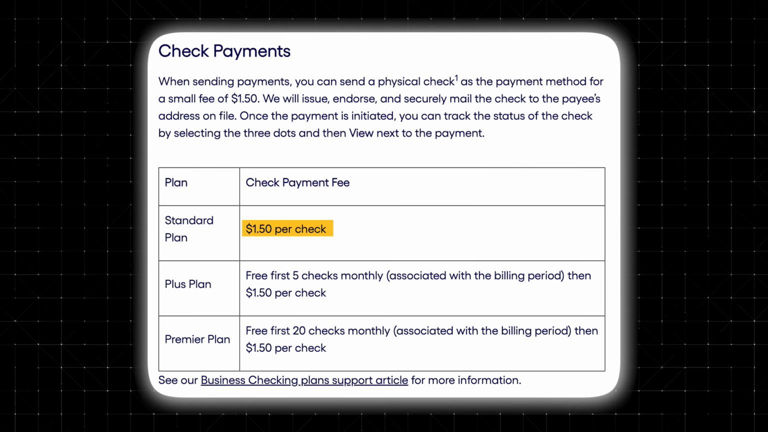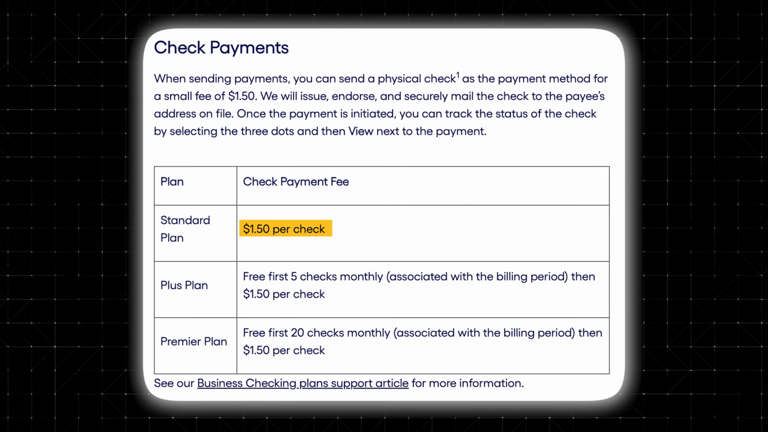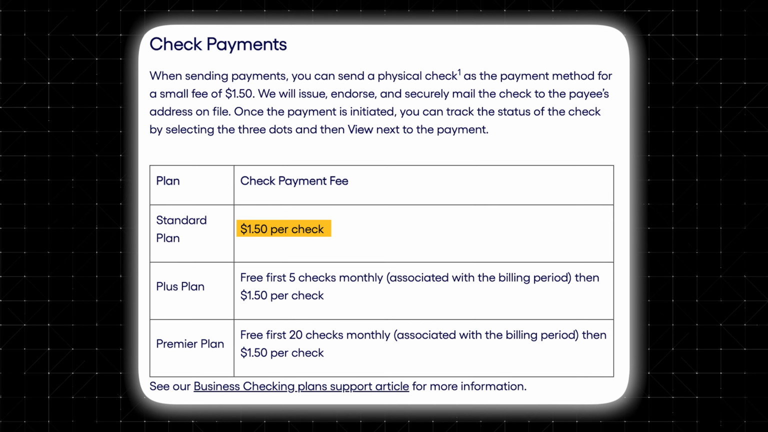Yes, they still exist. And yes, you can send them through Bluevine, though they'll charge $1.50 per check. They can be useful if the person you're paying insists on them or if you're sending something that needs a physical paper trail. But checks are slower, more prone to getting lost in the mail, and harder to track. For most modern use cases, ACH is the better bet.